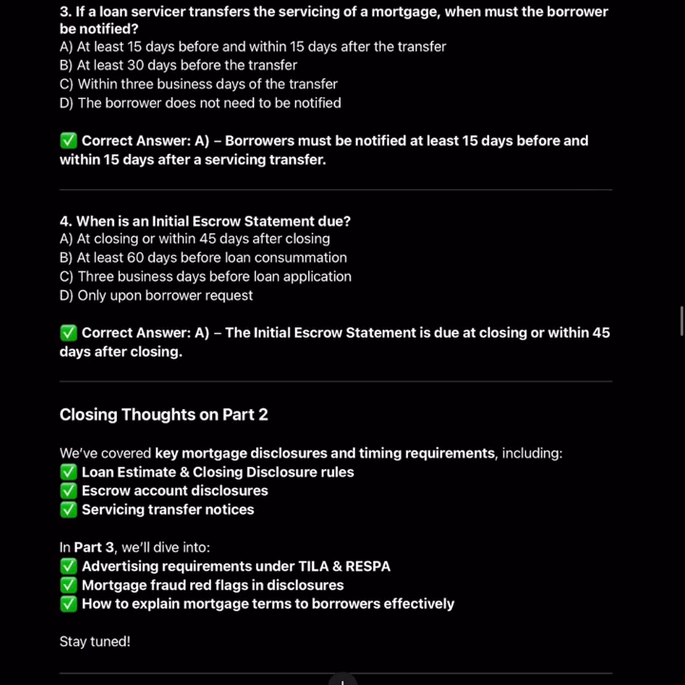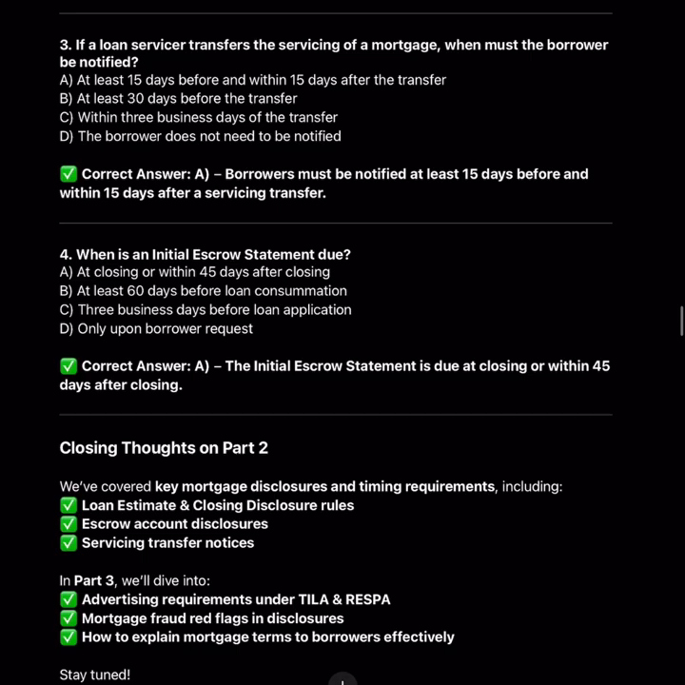4. When is an initial escrow statement due? A. At closing or within 45 days after closing. B. At least 60 days before loan consummation. C. 3 business days before loan application. D. Only upon borrower request. Correct answer: the initial escrow statement is due at closing or within 45 days after closing.